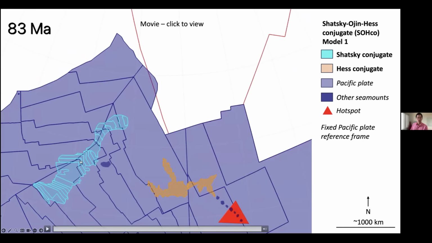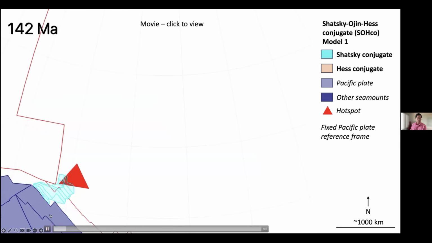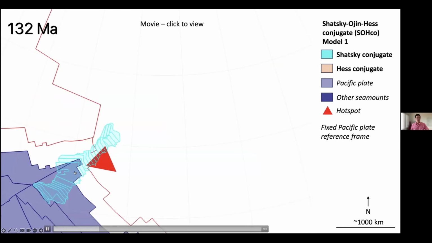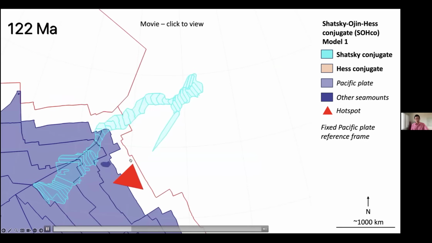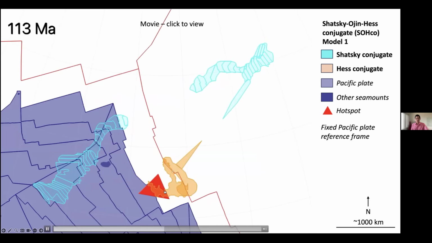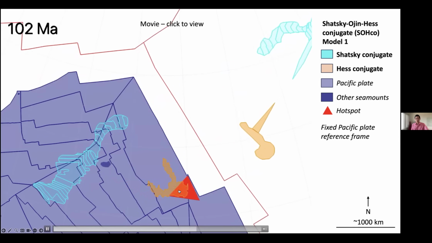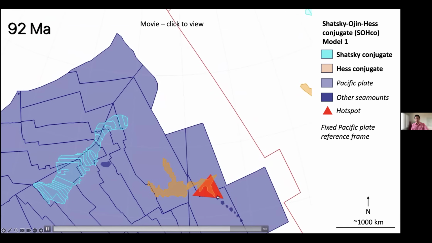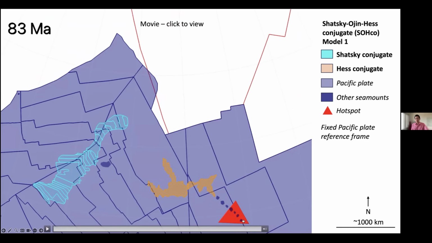And so what you saw is the hotspot migrating in this reference frame, first forming the Shatsky conjugate, and then the Hess conjugate, and then this chain of seamounts. In between are the Ojin seamounts over here. So I'm going to play this one more time. First we can have a look at the Pacific plate, and then we'll have a look at the conjugates that form afterwards. So here again, we see the Shatsky forming. The hotspot is migrating. You can see that it's still located along this ridge. The Hess forms, and then the hotspot migrates and forms this line of seamounts.